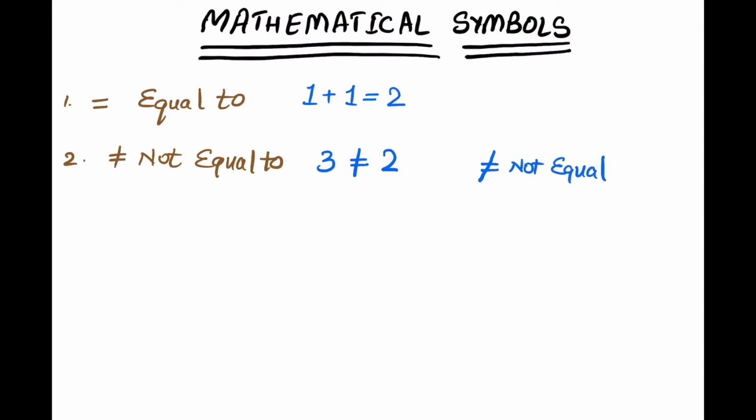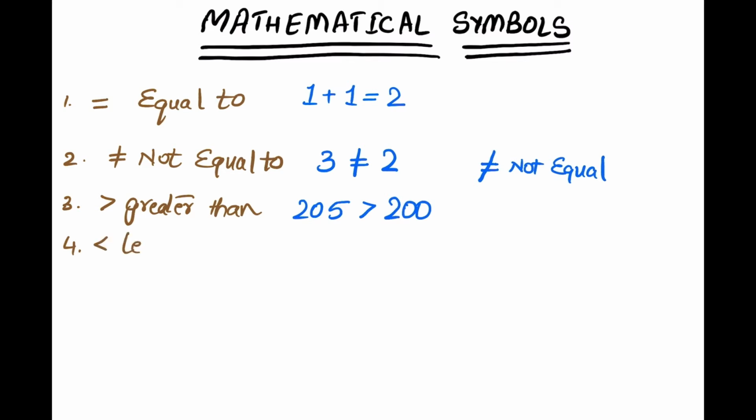Then the third symbol is greater than. For example, 205 is greater than 200. Now the fourth symbol is less than. For example, 3 is less than 10.